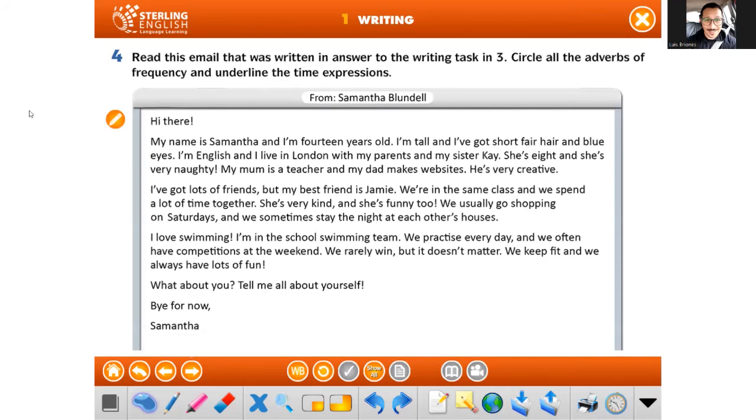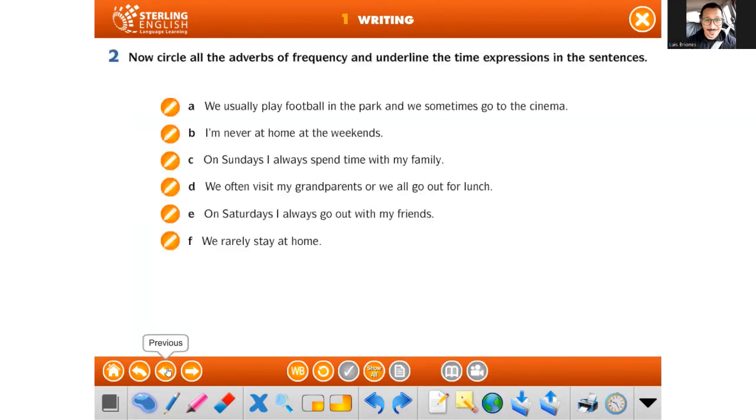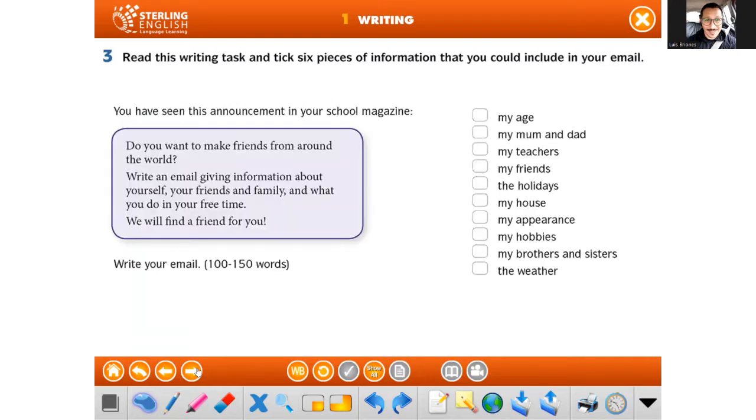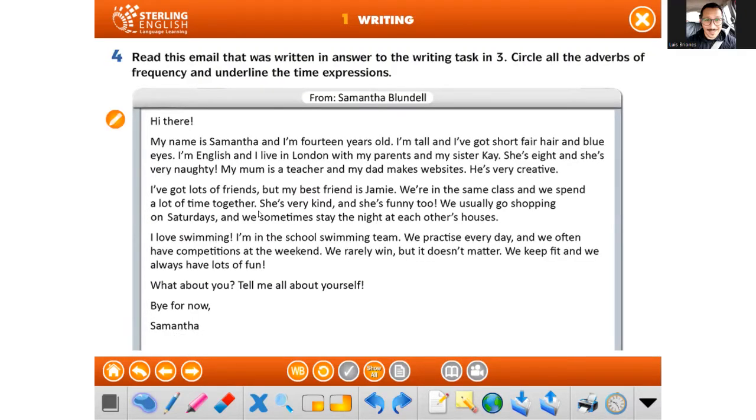Now let's move to activity 4. It says, read this email that was written in answer to the writing task in 3. Circle all the adverbs of frequency and underline the time expression. Same thing that you did with the sentences here, right? The same thing, but this time with the text. Okay, with the whole text. We have to circle the adverbs of frequency, and we have to underline the time expressions.